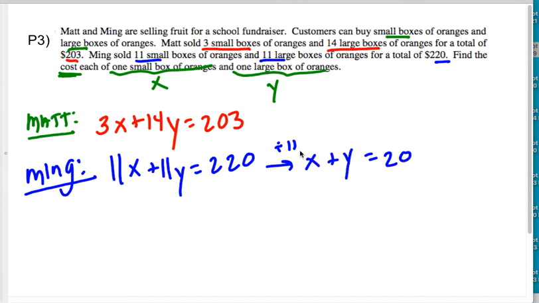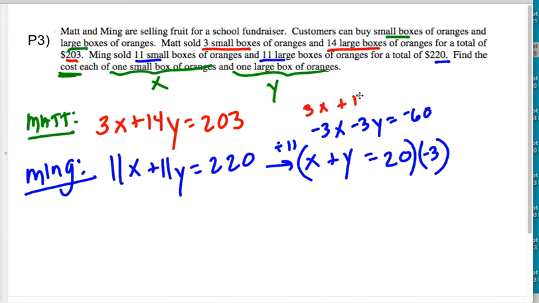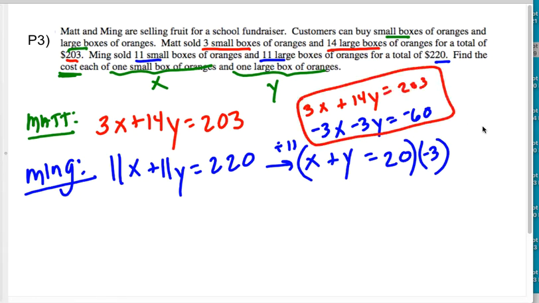Now knowing that, I could either use substitution or I could go one step farther and say, you know what, I'll multiply that by -3. By doing that, I end up with -3x minus 3y equals -60, which lines up really well with my 3x plus 14y equals 203. And so then I could use elimination on this. Again, I default to elimination, not everybody does, but that's my preference.